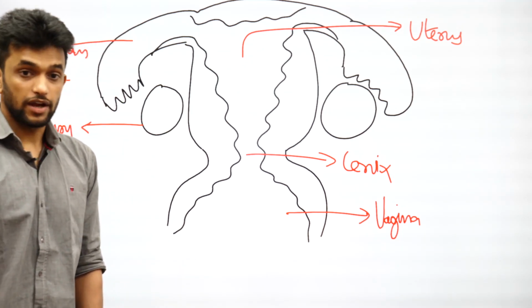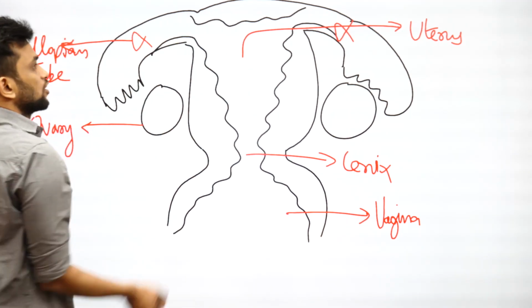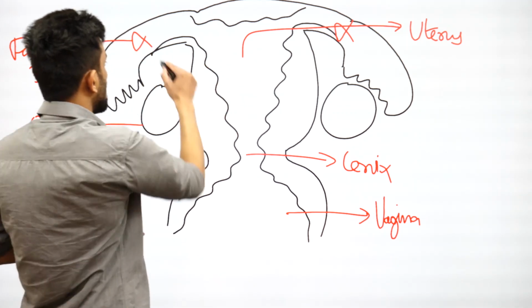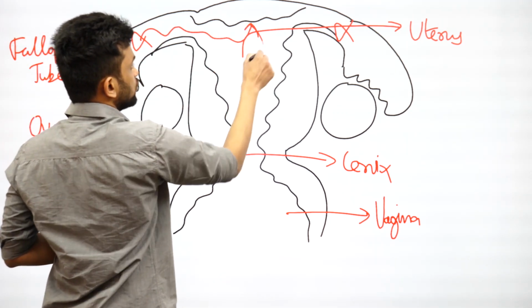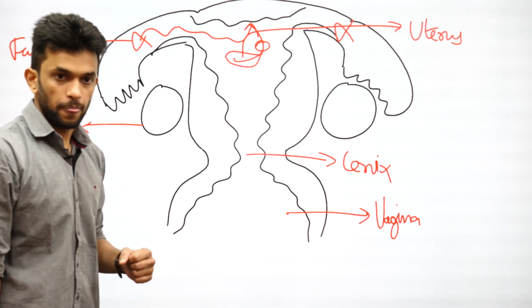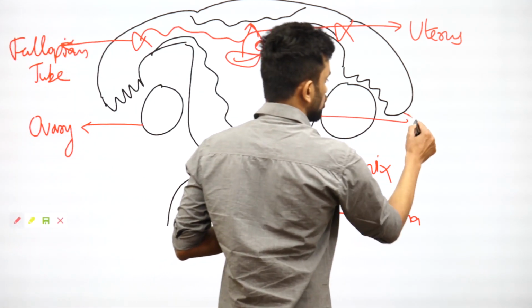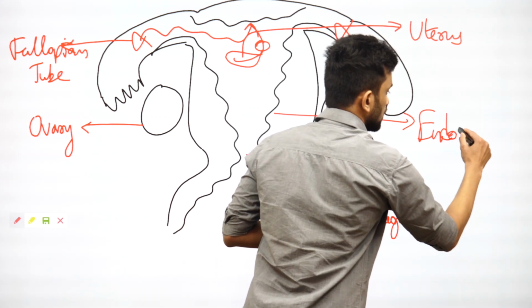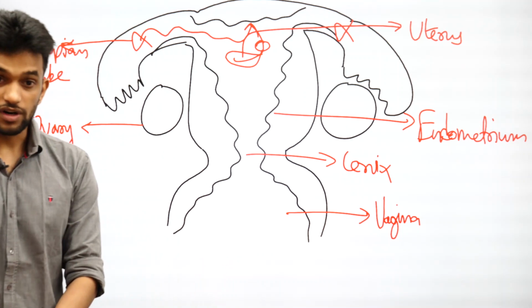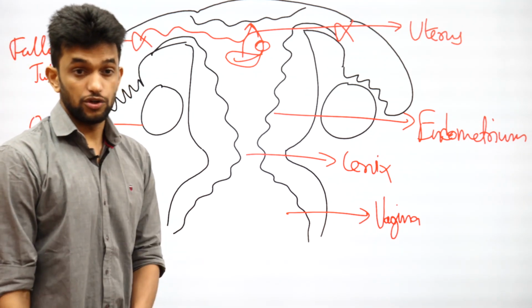What is this? Vagina. Okay, this is where the fertilization takes place, in the fallopian tube, over here or here. Anywhere it can take place, fertilization. And after it travels, the zygote gets attached over here, as I told you. So this is the female reproductive system. What is this? This is endometrium, the endometrium of the female uterus.